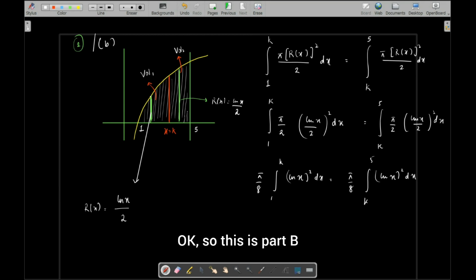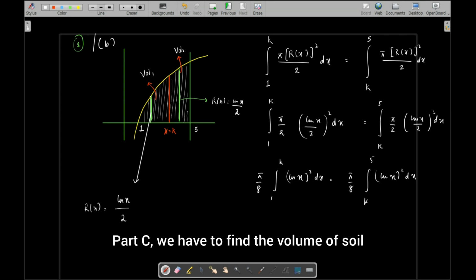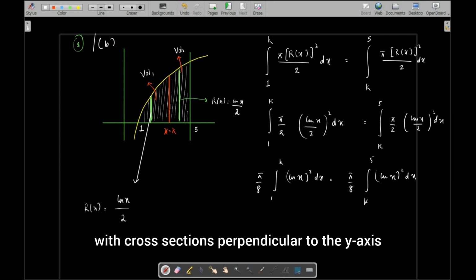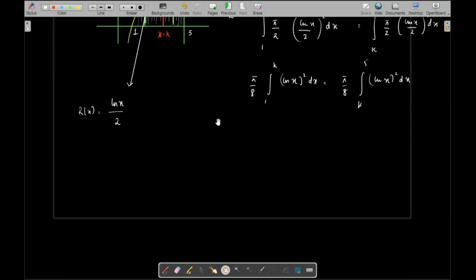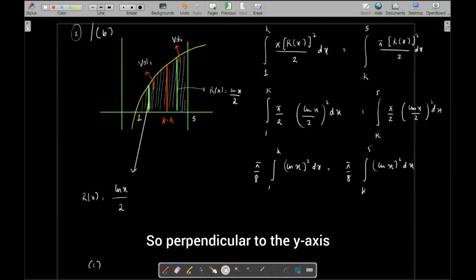Okay, so this is part B. Let's see part C. In part C, you have to find the volume of the solid with cross sections perpendicular to the y-axis if the cross sections are equilateral triangles, perpendicular to the y-axis.